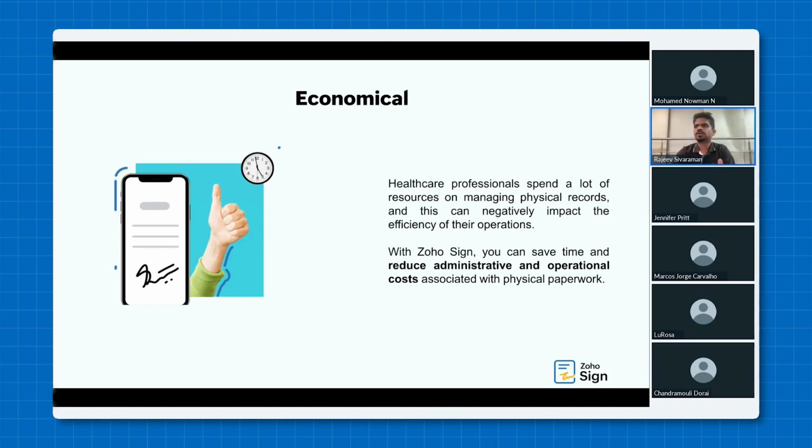To put it in a better way, on an estimate, you might be spending around $30 to $50 to execute a complete document lifecycle, and that's something that you can save when you just take a monthly or an annual subscription of Zoho Sign.